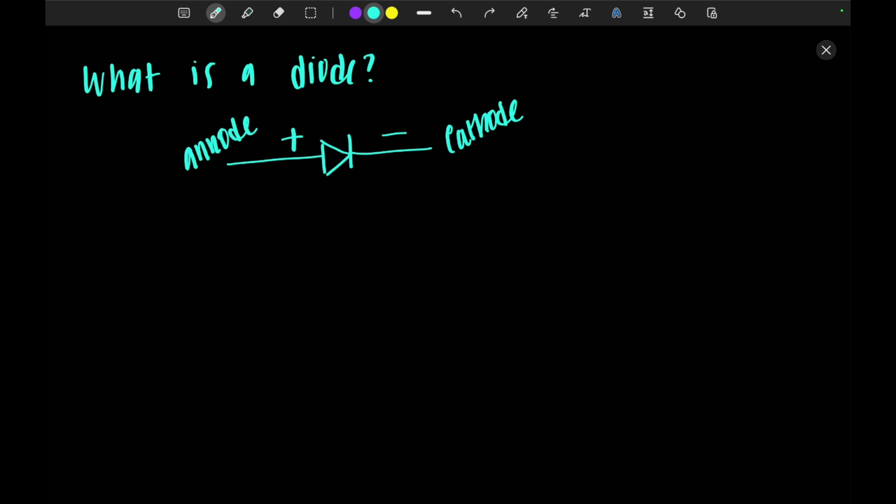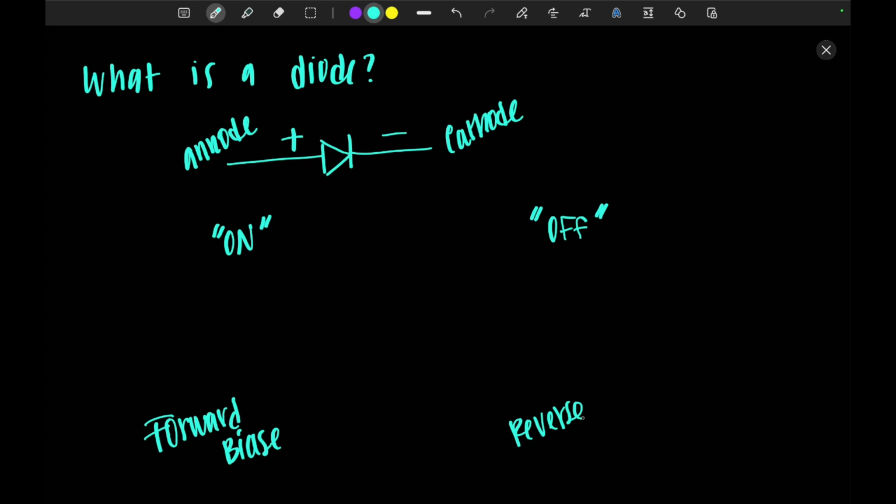So it has two modes of operation, right? The first mode is on. When it lets the current through, it's on, and the formal name for this is forward bias. And then the second mode is when it's off, which means it does not let any current through, and this is called reverse bias.